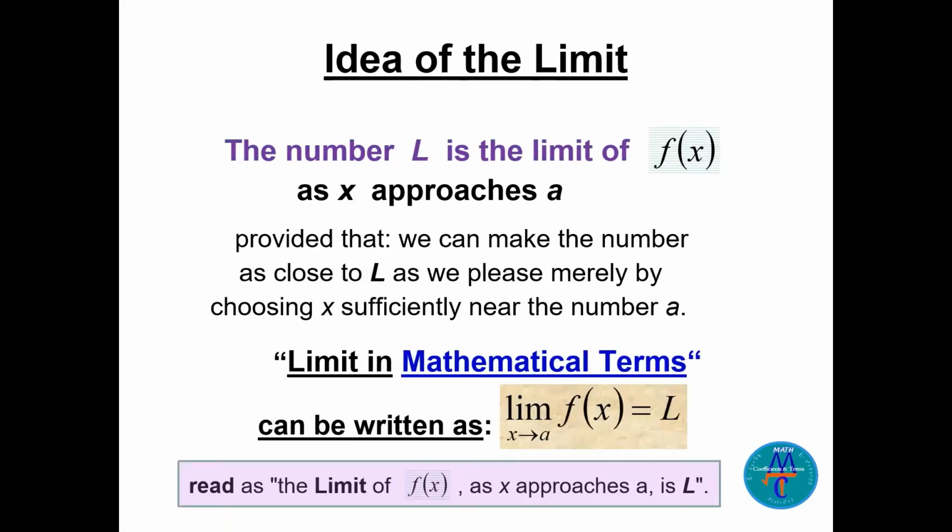Now, the limit of a function is a number L. We say L is the limit of the function as x approaches a, provided that we can make the function as close to L as we can by choosing x sufficiently near a number a, very close. We'll explain that in the examples.